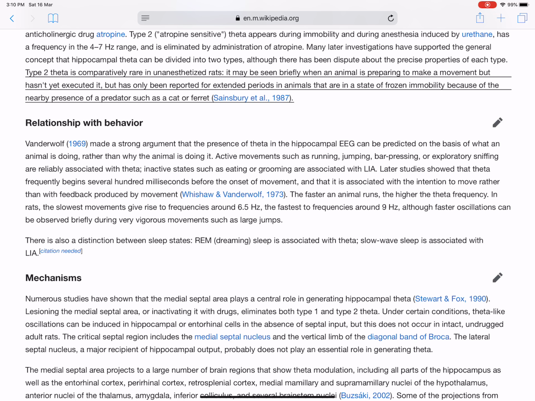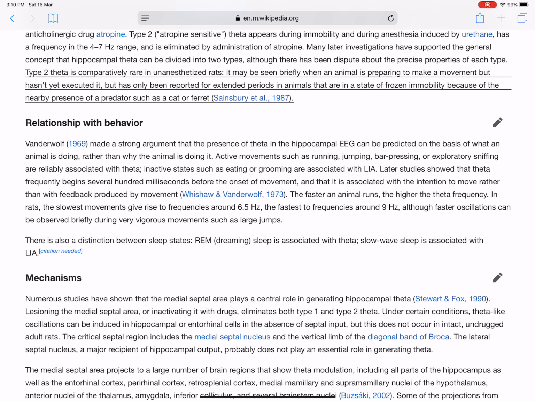Vanderwolf, 1969, made a strong argument that the presence of theta in the hippocampal EEG can be predicted on the basis of what an animal is doing, rather than why the animal is doing it. Active movements such as running, jumping, bar pressing, or exploratory sniffing are reliably associated with theta. Inactive states such as eating or grooming are associated with LIA.